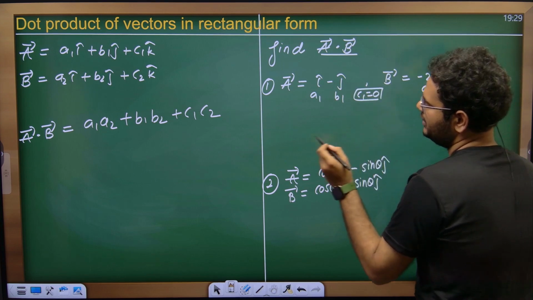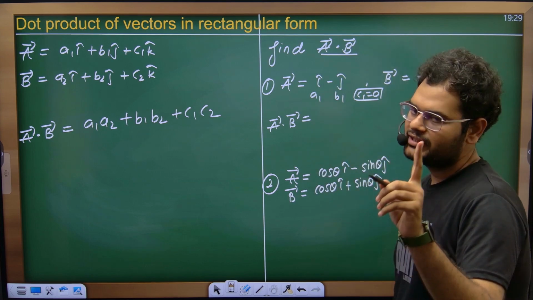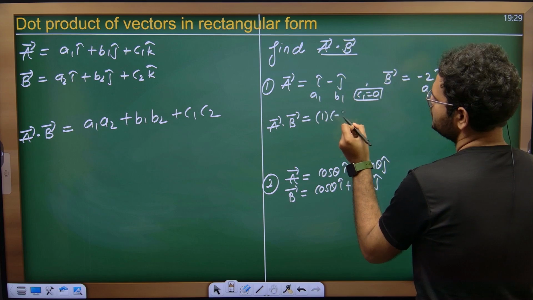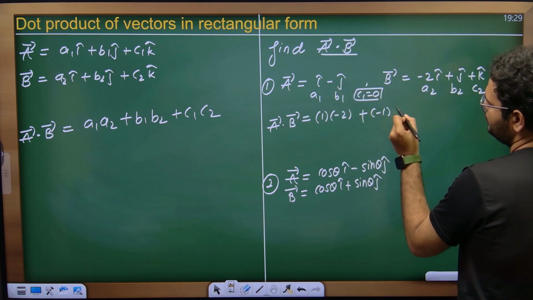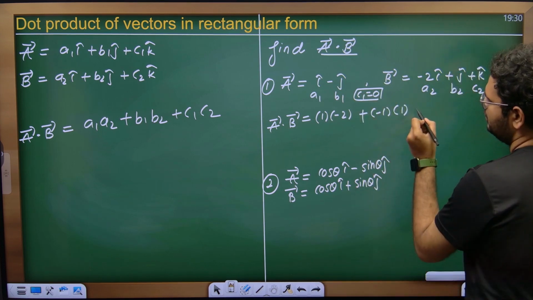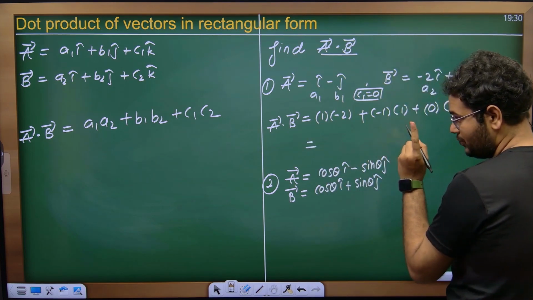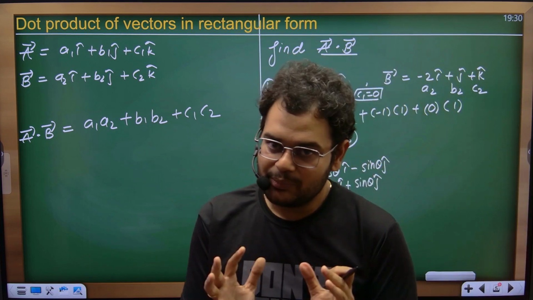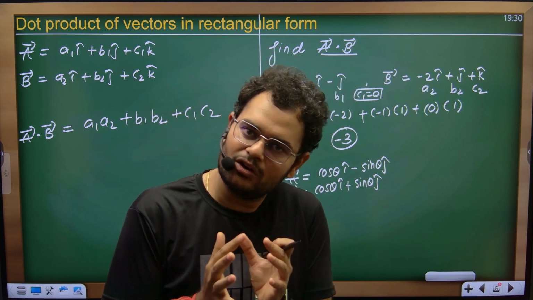Okay, so simply a vector dot b vector is what? Simply multiply i component with i component. So a1 a2 means 1 into minus 2, plus this is minus 1, b1 and b2 into 1, and c1 is 0, plus 0 into 1. How much is this? Addition you should do properly. Minus 2 minus 1 is minus 3. Very good. Always do your workings on paper, else you will get the answer in mind and in exam you will do something different. I know you commit a lot of silly mistakes.